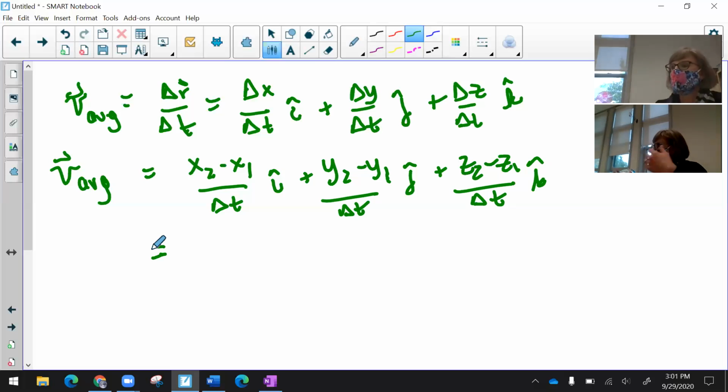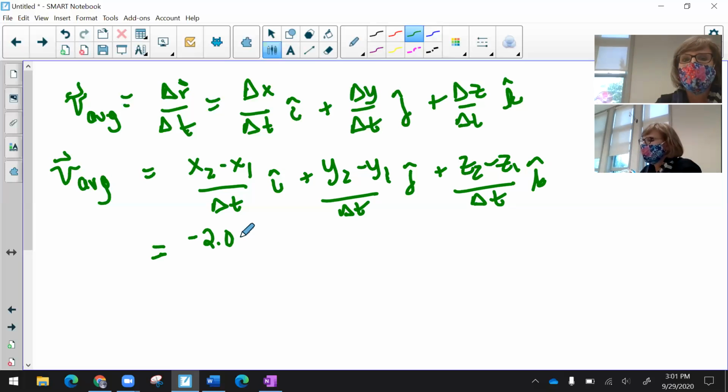Okay, so what's my x2 value? Tia. Well, I don't need the I anymore, but negative 2.0, good. And what's my x1 value? 5.0, okay. We know they're meters. And what's my T? 10, right? So these are meters, these are going to be seconds, that's times I.